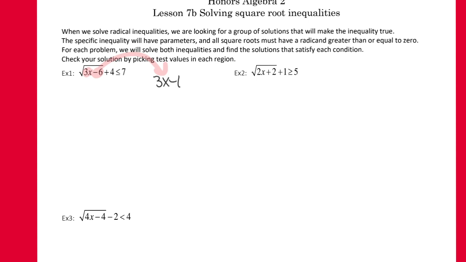So 3x minus 6 has to be greater than or equal to 0. So no matter what, you can't take the square roots of negatives. We're not going to go imaginary while we're solving the problem. So if you add 6 to both sides and then divide by 3, you're going to get, no matter what you find for an answer, x has to be greater than or equal to 2. Okay, so that's the domain.